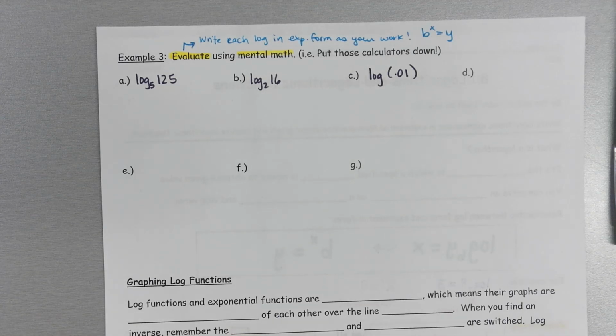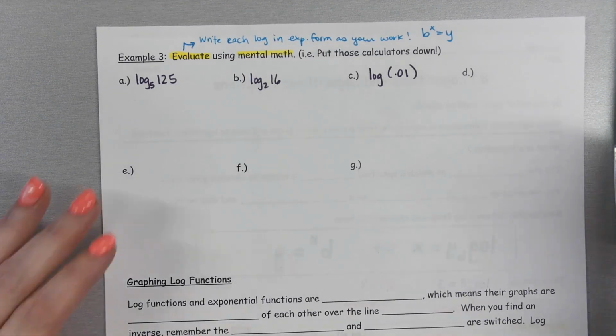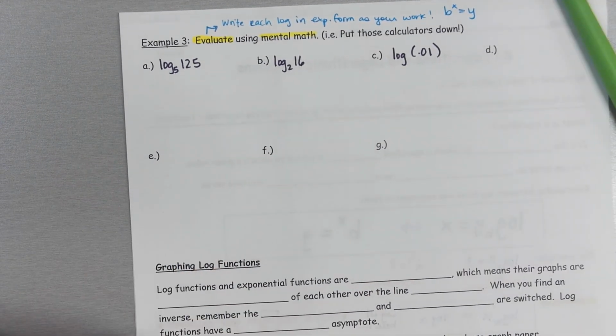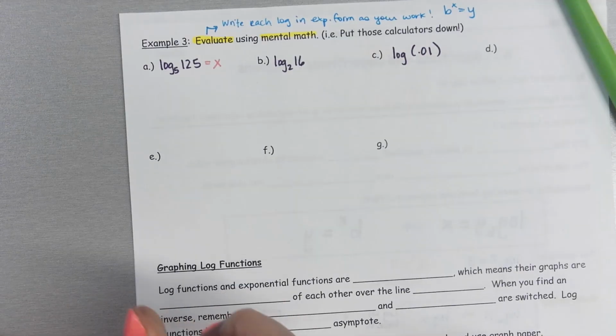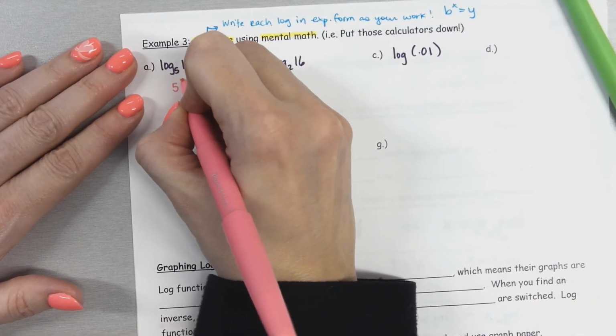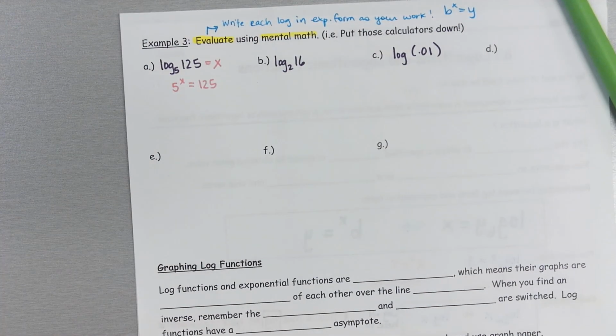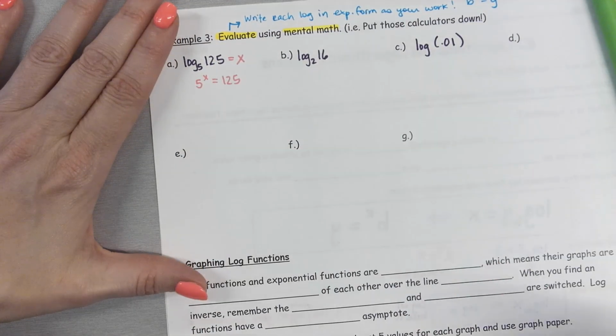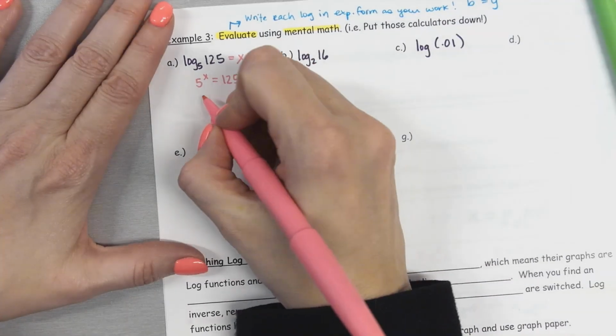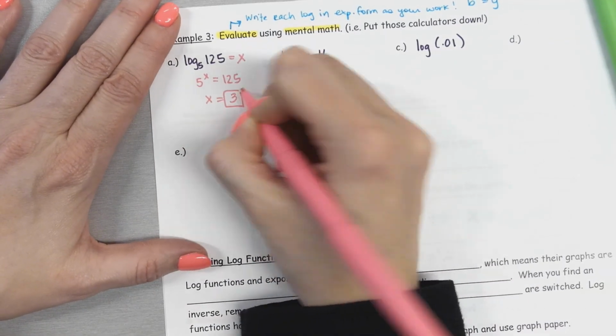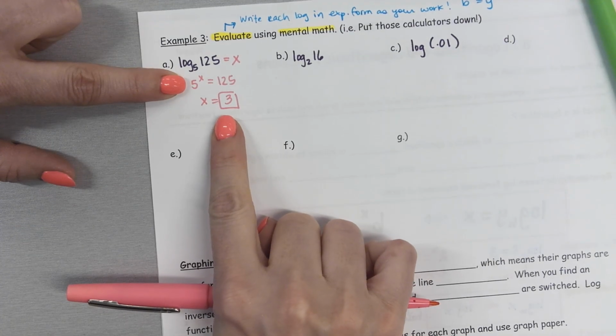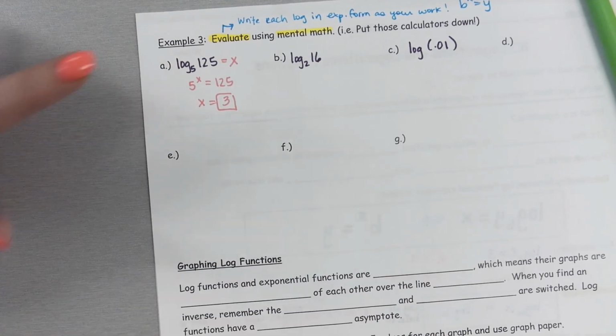So when you're writing the first one in exponential form, you can use a variable to help you. You can think of this as equal to x. Then you could set up 5 to what power equals 125. Or I saw some of you actually plug it in because you knew as you were setting it up. 5 to what power is 125? 3. So then your answer for this is going to be 3. Okay, so this would be your work, this would be your solution. Go ahead and try that with part B.